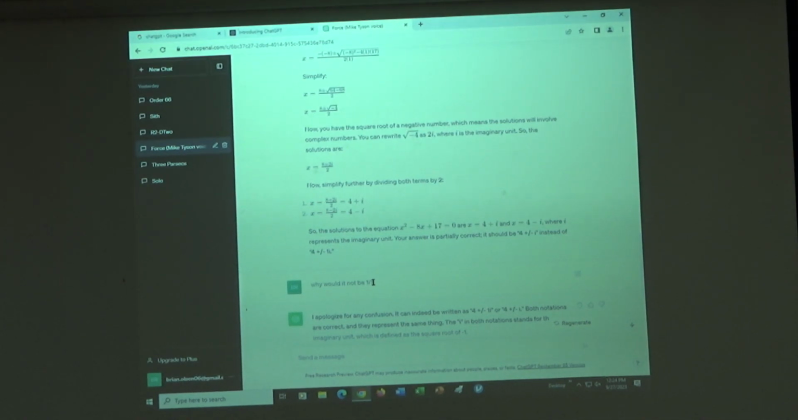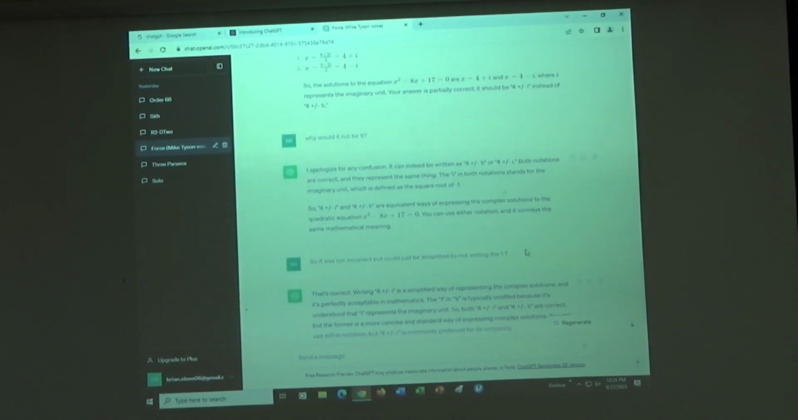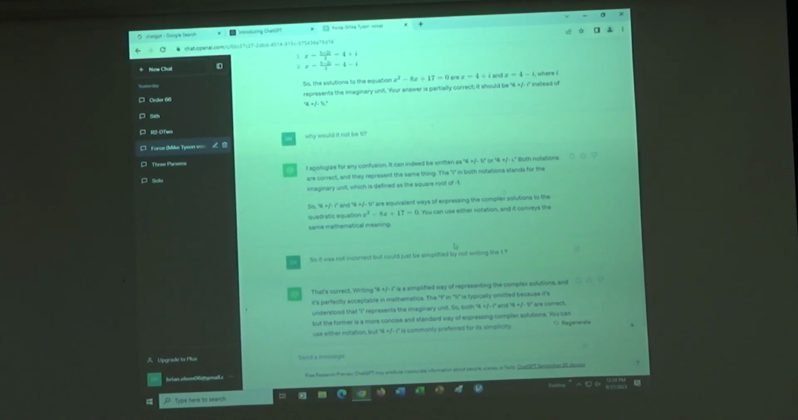And again, I was just wanting to verify, why would it not be 1i? Obviously 1 times i is just i, and it goes on to explain that. And like I said, it just wants to get to the simplified answer.